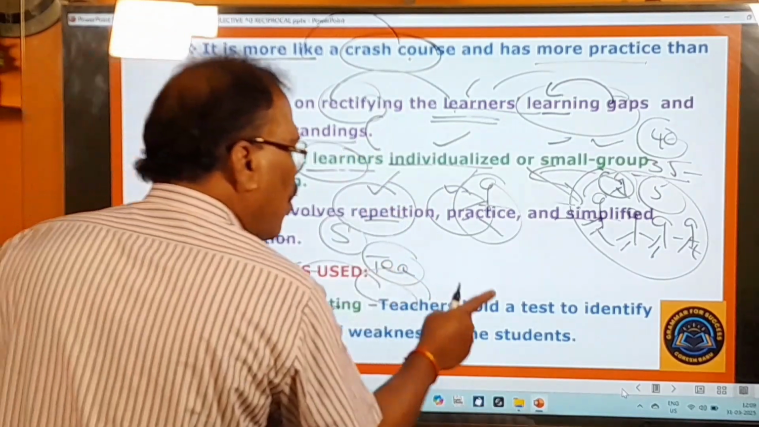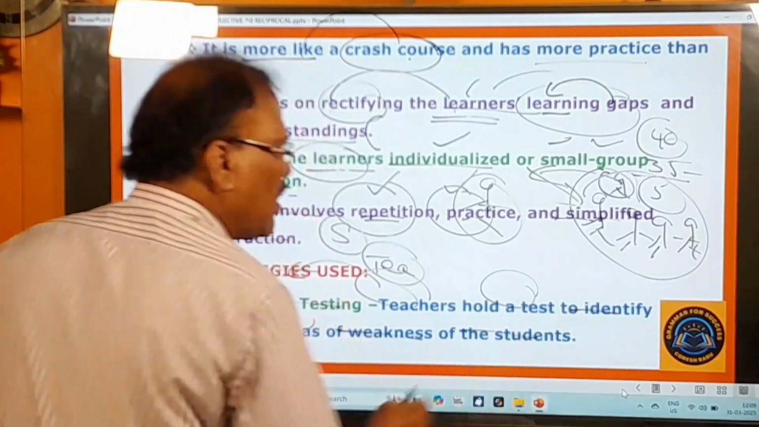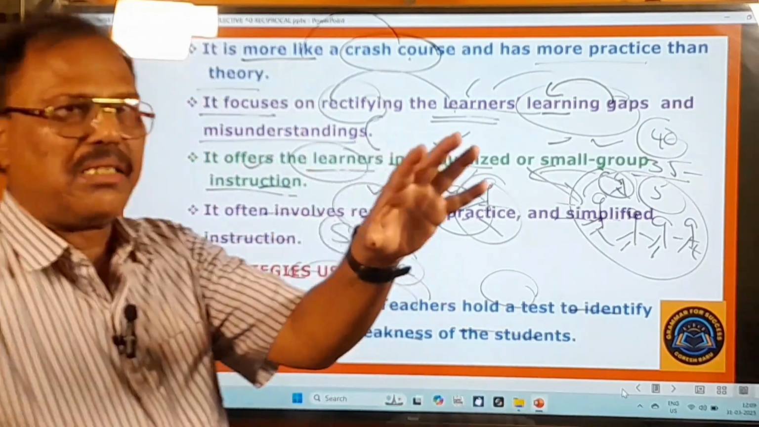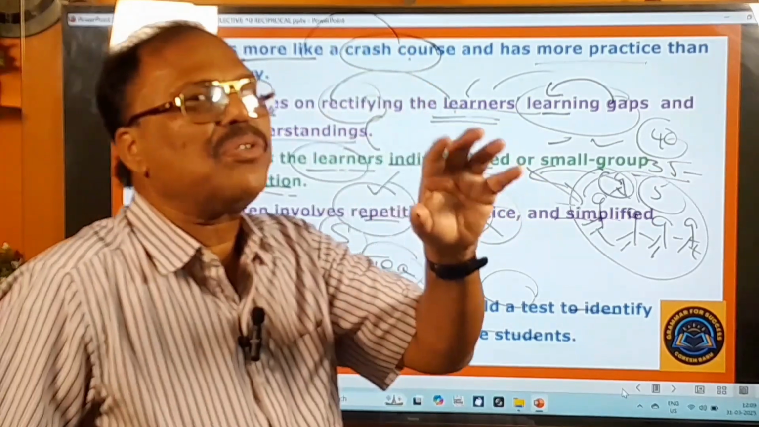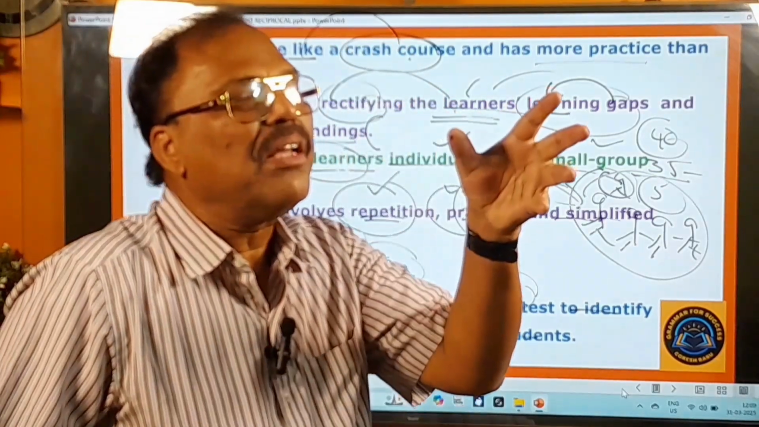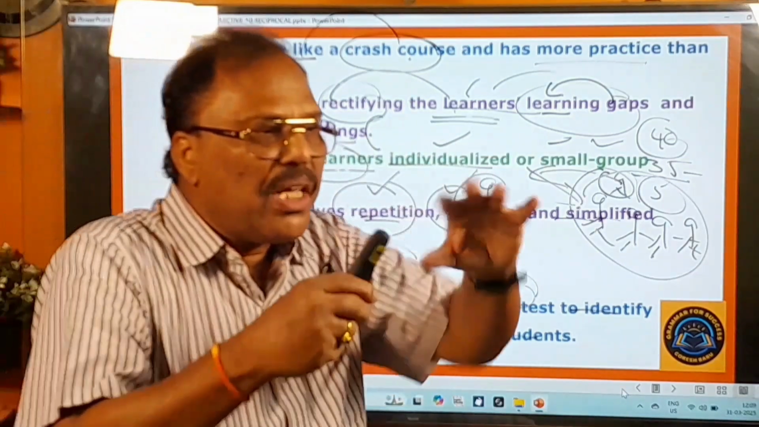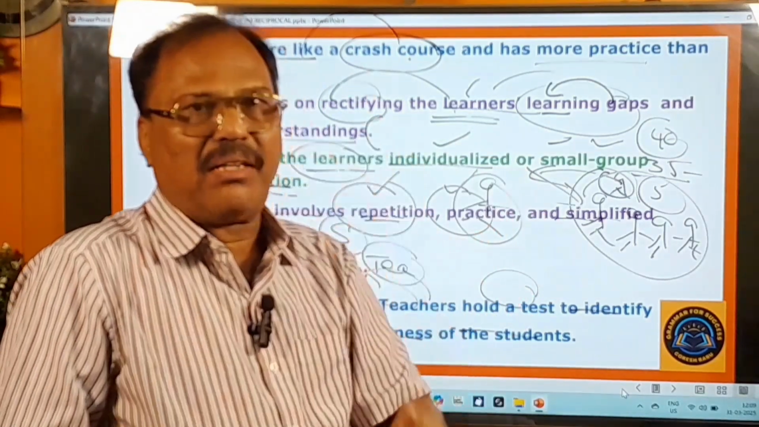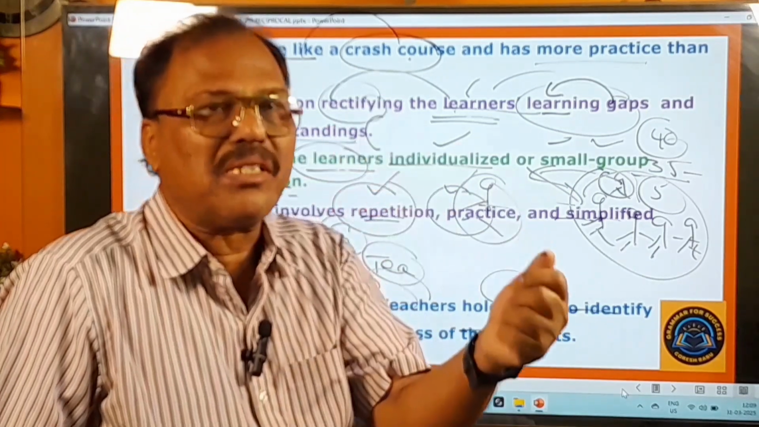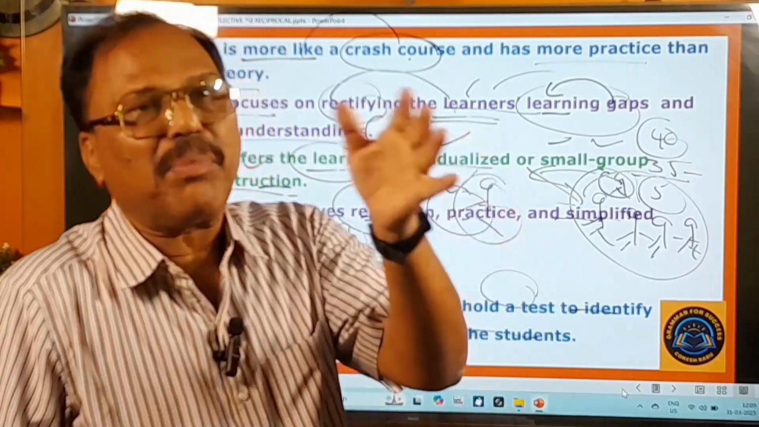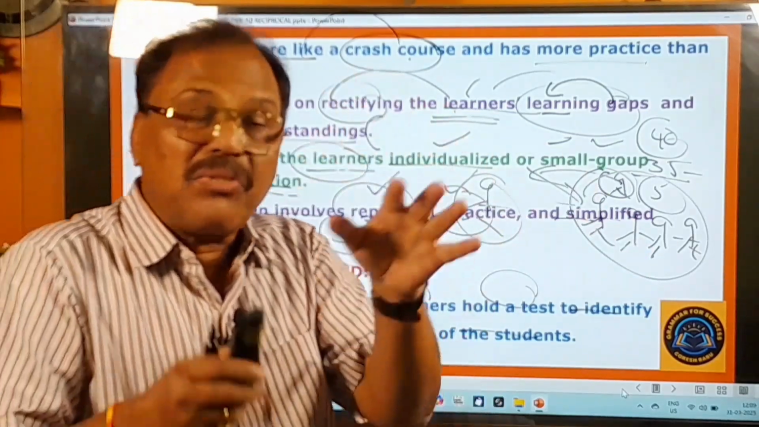So teachers hold a test to identify specific areas of weakness of the students. The teacher holds a test on a certain topic, and wants to find out who is forward in that test, who is backward, who is poor. The teacher will understand those things and find out the students that are poor in that particular topic, that are backward in that particular topic.